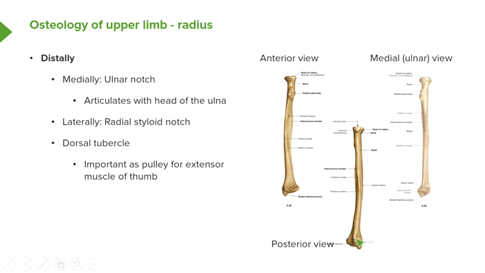And this is important to remember, this dorsal tubercle on the posterior surface of the radius allows various muscles to attack the joint at a slightly different angle. So here we can see a whole series of bony landmarks on the radius.